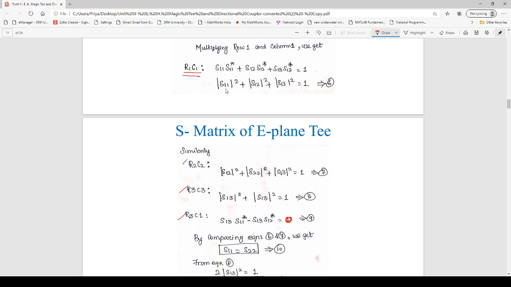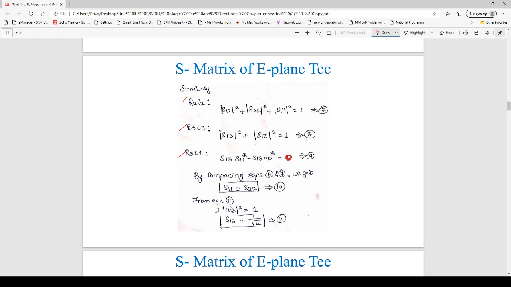So I will get S11 square plus S22 square equal to 1. From that I can write S11 equal to S22. And from this equation I can solve S13. So it is 2 S13 square equal to 1. From there I can calculate S13. So S13 is equal to 1 by square root of 2.